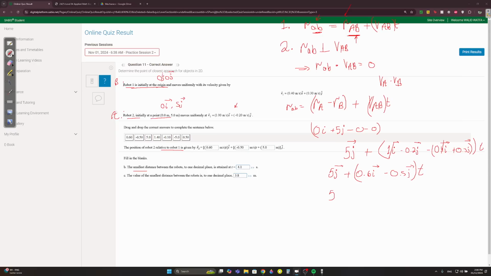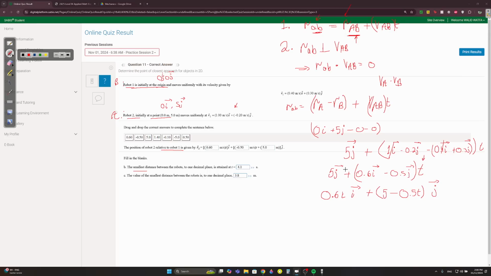So you're going to get 5J plus 0.6I. Or no, I have to put the I first. You're going to get 0.6T I, because we're multiplying by T, right? Now, plus 5 minus 0.5T J. What did you just do? Look, this is J, this is J, so I put the J on the side. I subtracted them. What is this? 5 minus 0.5T. Because this is 0.5T, I have to subtract them, right? So we're going to put 5 minus 0.5T J.